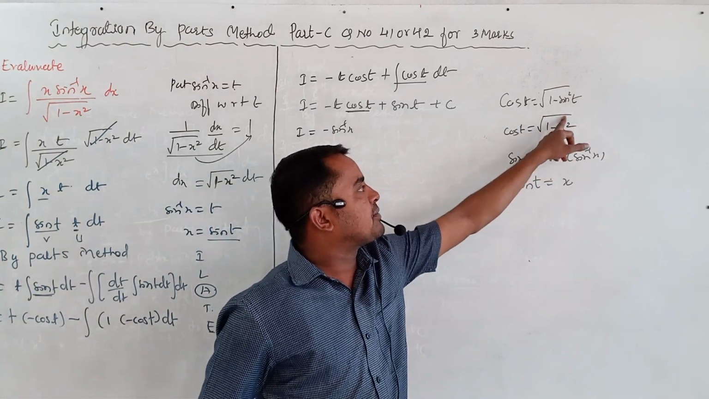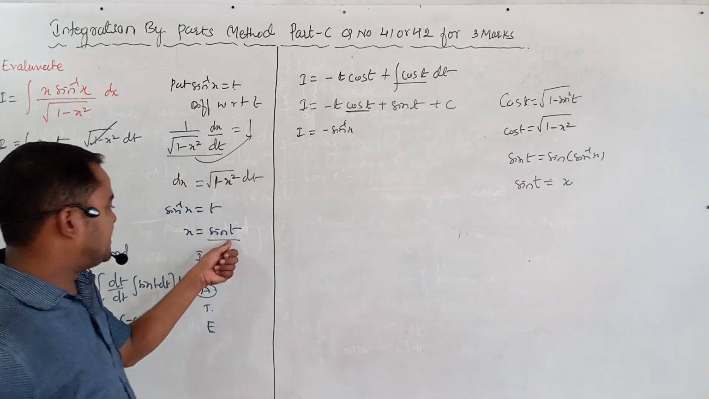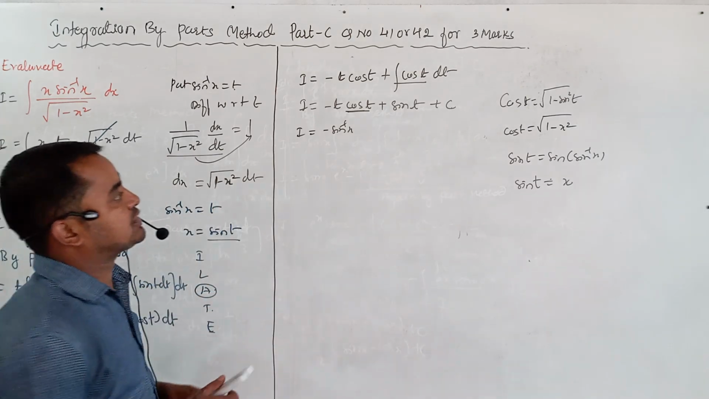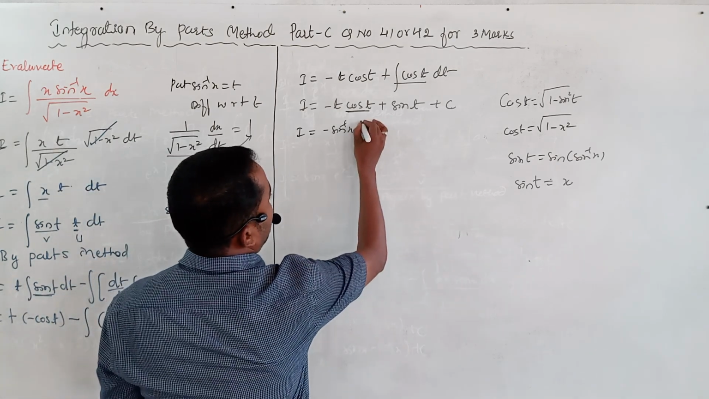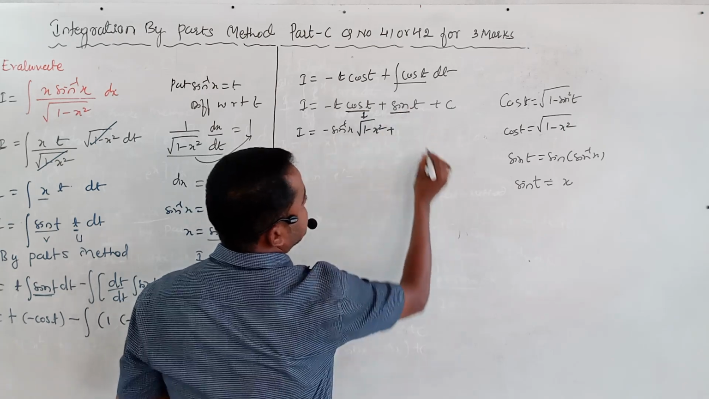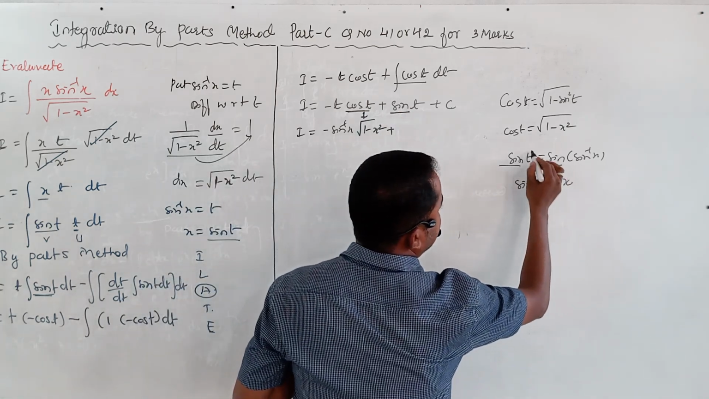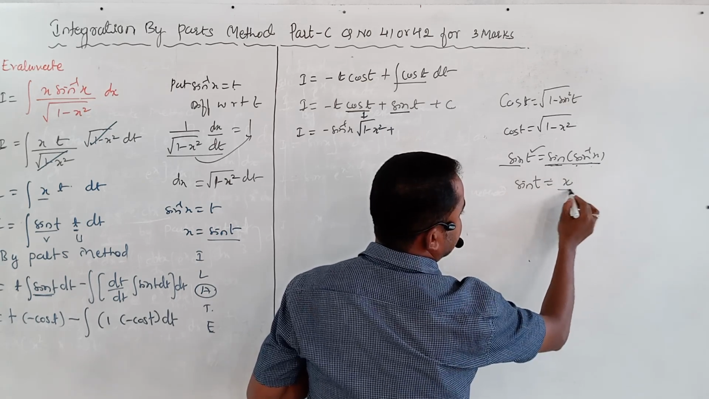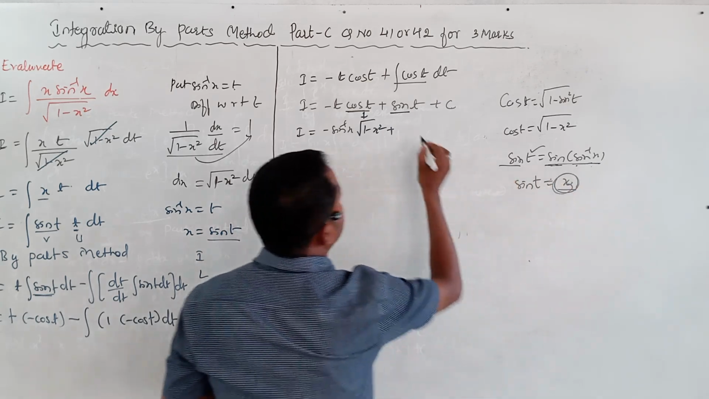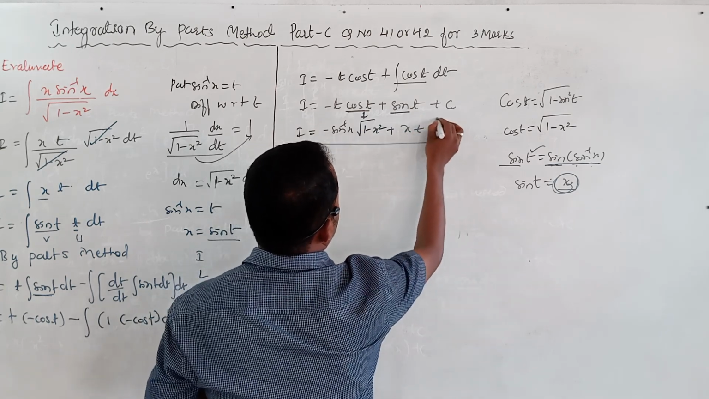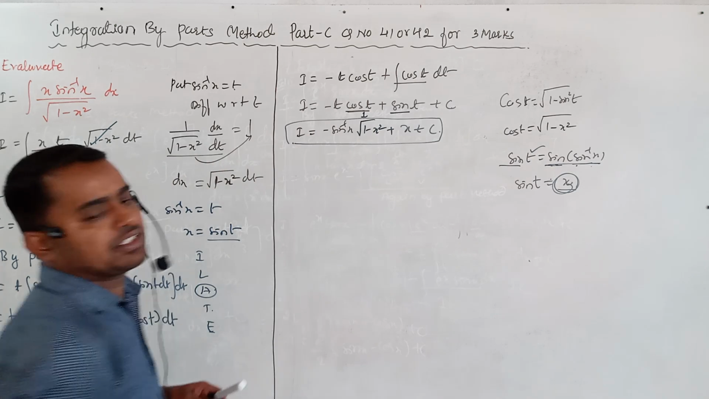Cos t is equal to root of 1 minus sin square t. Sin t means x, sin square t means x square, so it is 1 minus x square, that is root of 1 minus x square. The value of cos t, plus sin t means sin of sin inverse x. According to inverse trigonometry, sin gets cancelled. What remains here? X. That is x plus c. So this is the final answer.